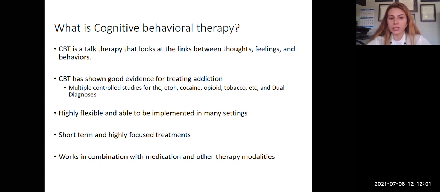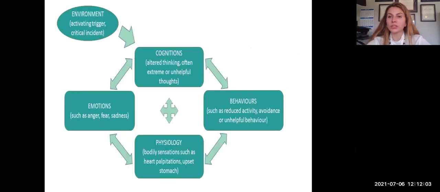And the nice thing about it is it does work in conjunction with medication or even integrating other therapy modalities. So again, highly flexible. This is called the CBT Triad, and this really, I think, helps give a visual to explain when I'm doing CBT with someone, what am I really teaching them?